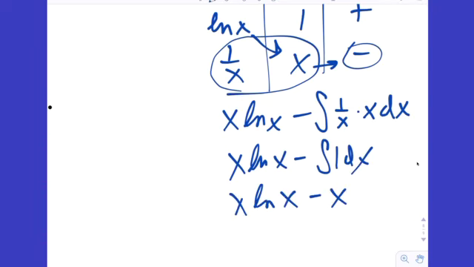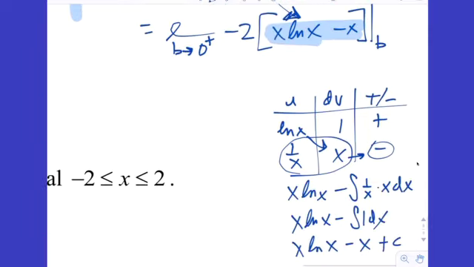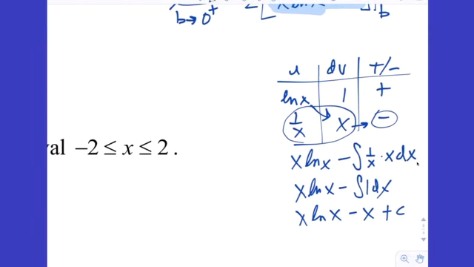Okay, so the integral of natural log of x, it might be worth memorizing it. It shows up infrequently, but it does show up. So if you don't memorize the antiderivative of the natural log of x, you would have to find its antiderivative by doing integration by parts, okay?